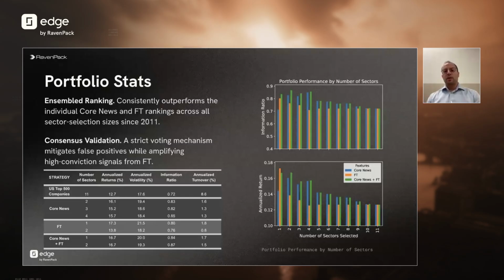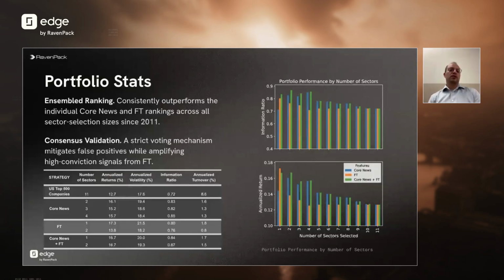But if we look at the green bar where we combine both core news and the FT, we can see that we are able to improve the signal going beyond just a single sector selection and go for 2 sectors, 3 sectors, and so on. If we focus on the information ratio and on the top figure, we see that we maximize the information ratio with a 2-sector selection, but again, you can apply more diversification if you wish.